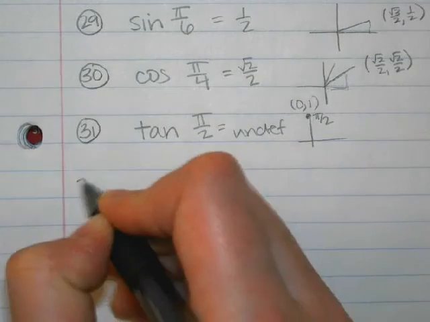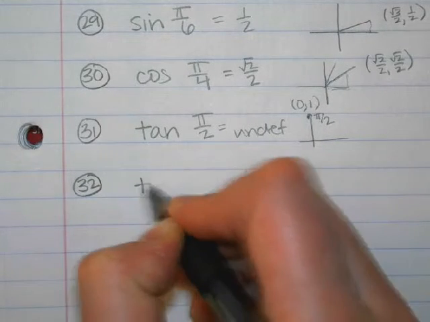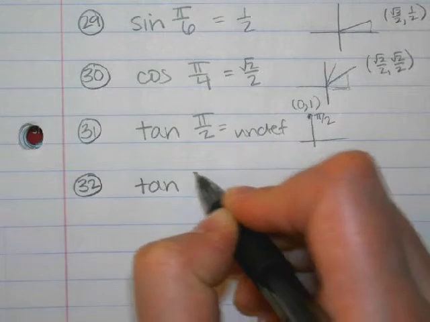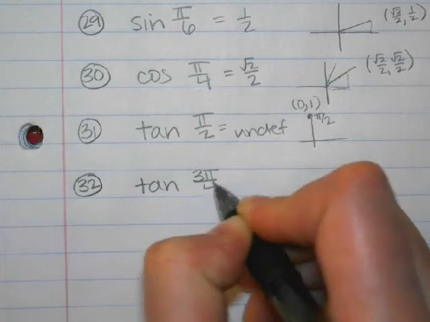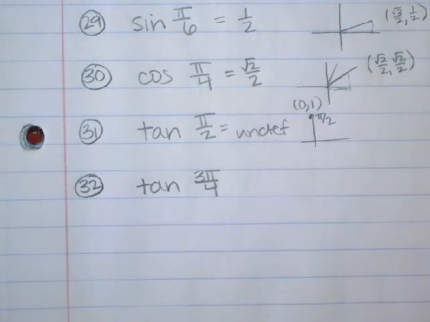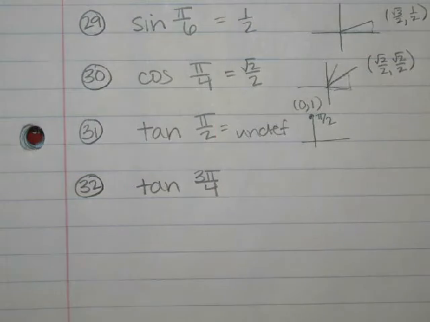All right, you're going to have to think about your fractions for this one. We're going to do tan of 3 pi fourths. So think about where it would be.